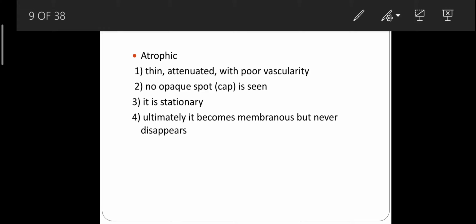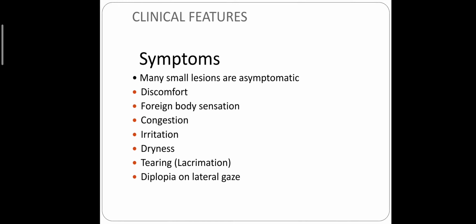But one thing you need to remember is that the pterygium never disappears. So these are the differentiating features between progressive and atrophic pterygium. You also need to remember, like I told you in the first slide, double pterygium, which is present on both the nasal and temporal sides. This is also most commonly asked: what is double pterygium? If you see both nasal and temporal pterygiums in the same eye, it is called double pterygium.